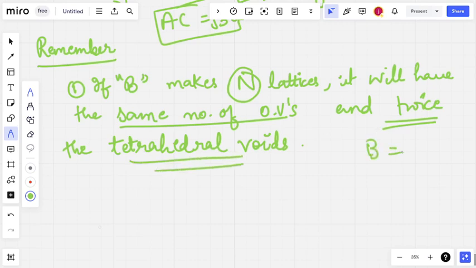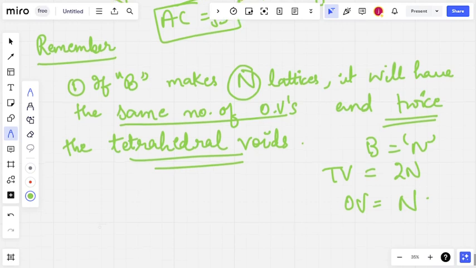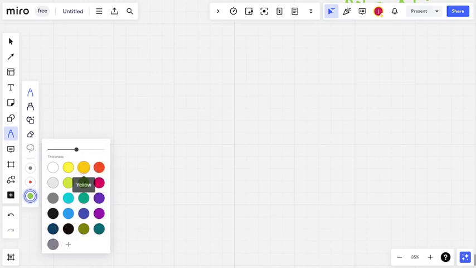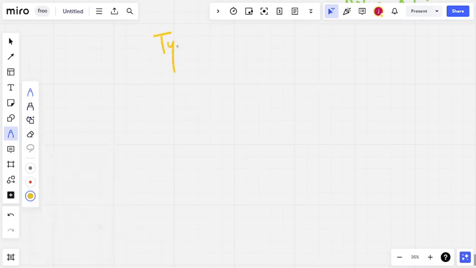If B makes n lattices, tetrahedral voids is equal to 2n and the octahedral voids is equal to n. Now we move on to our next topic, that is types of the crystal systems. We are going to see the types of crystal systems.